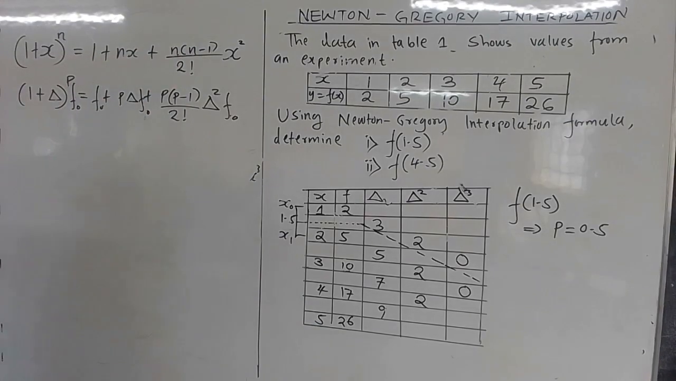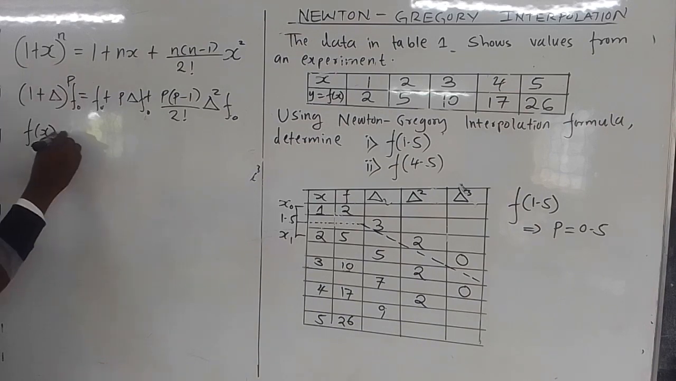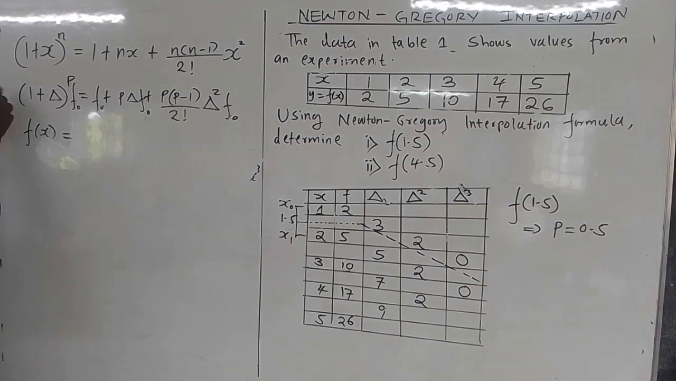Good. Now once we have the formula, we go to the first function we were evaluating. So this function we've expanded is the f of x. So this expansion is the f of x, which is equal to the whole of this.